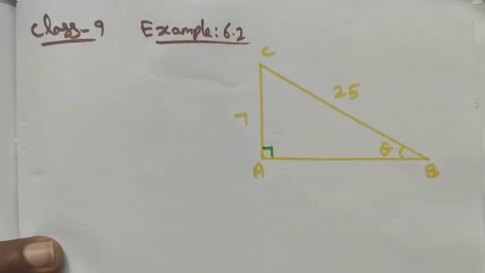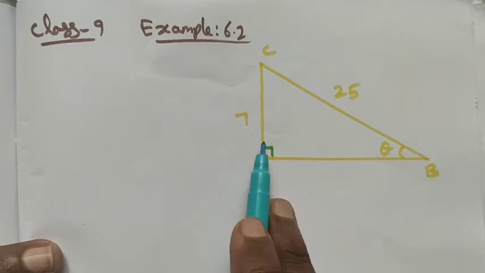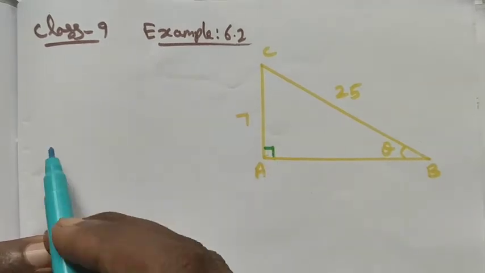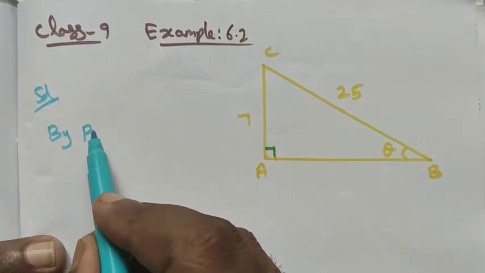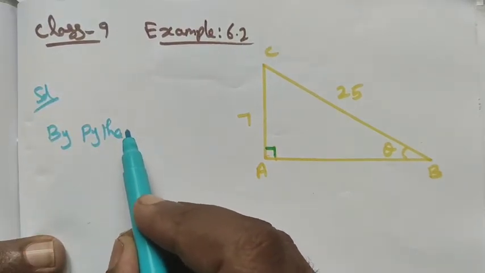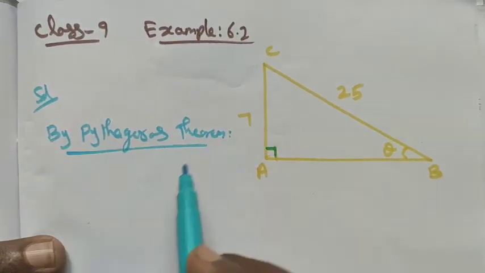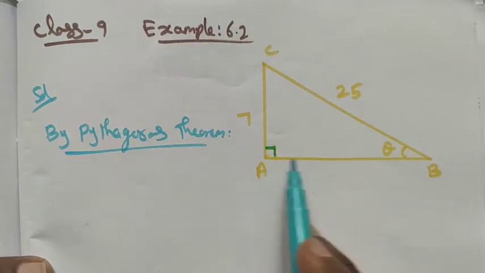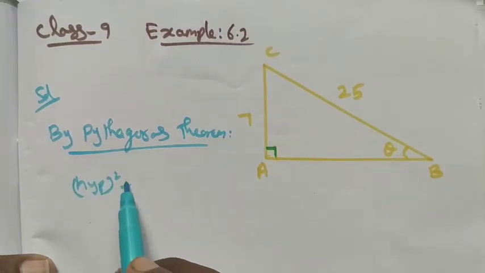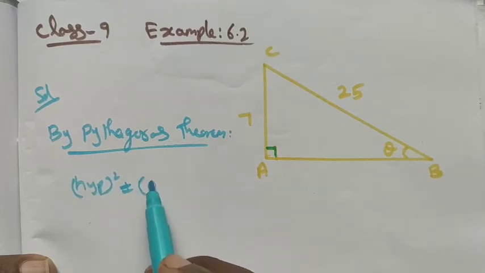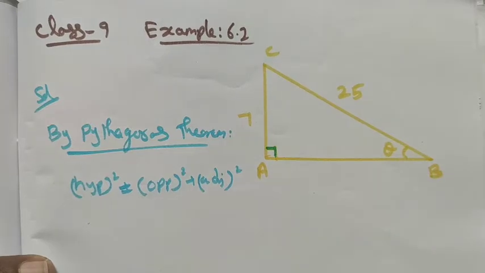So the given triangle is a right angle triangle, so one of the angles is 90 degrees. Right angle triangles means we can use the Pythagoras theorem to find the other side, right? By Pythagoras theorem, we have the formula: hypotenuse side square is equal to the sum of the squares of the other two sides, that is opposite side square plus adjacent side square.